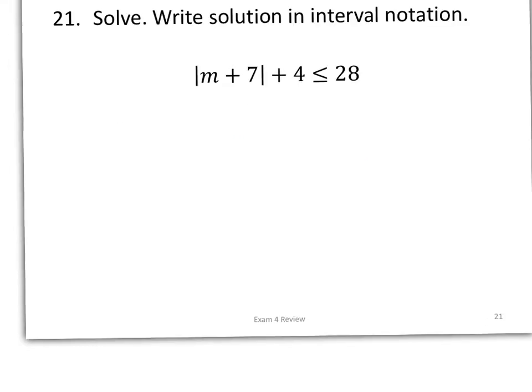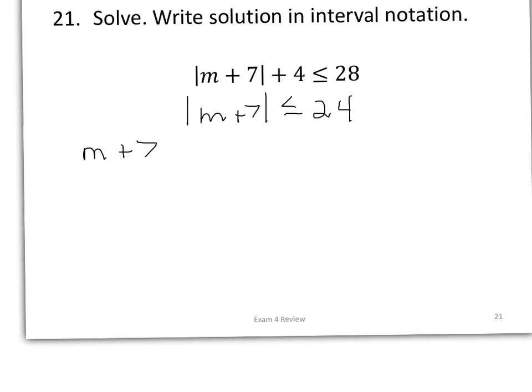In this absolute value inequality, we have a less than or equal to sign, and that means we are going to end up with a compound inequality which is bounded on the left and the right, and I'm going to show you what that means. So first, to simplify this, we want to get the absolute value by itself, so we subtract 4 from both sides. And then we have two cases.